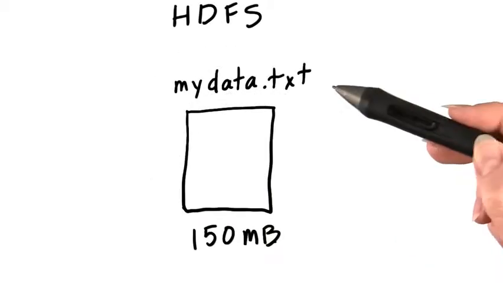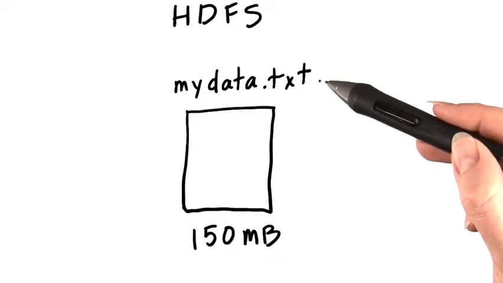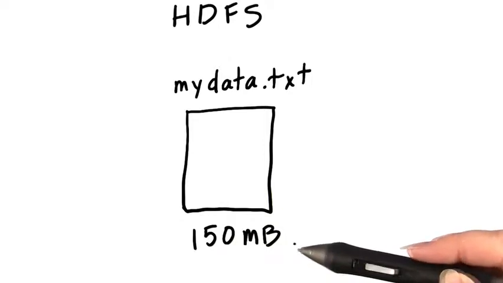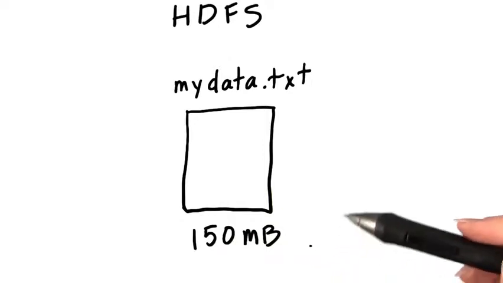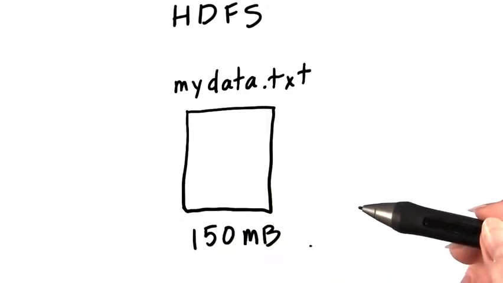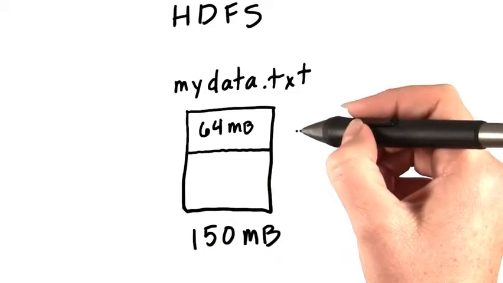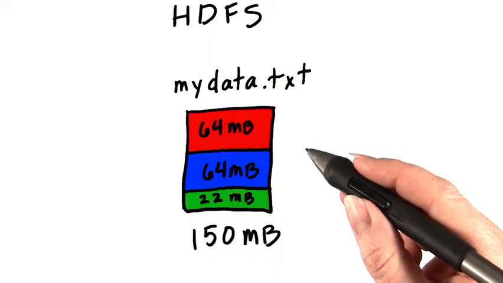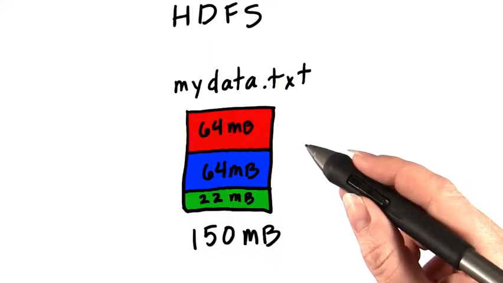Imagine we're going to store a file called mydata.txt in HDFS. This file is 150 megabytes. When a file is loaded into HDFS, it's split into chunks, which we call blocks. Each block is pretty big. The default is 64 megabytes. Each block is given a unique name, which is BLK, an underscore, and a large number.